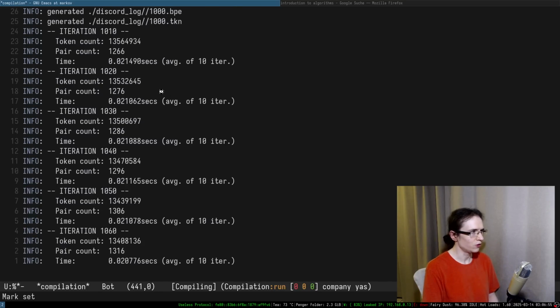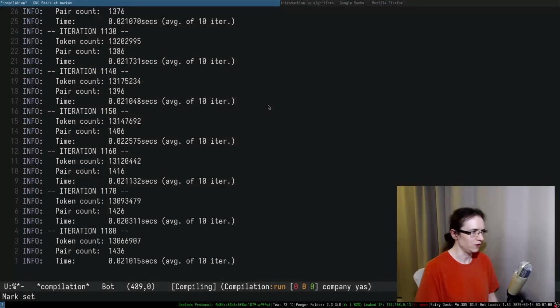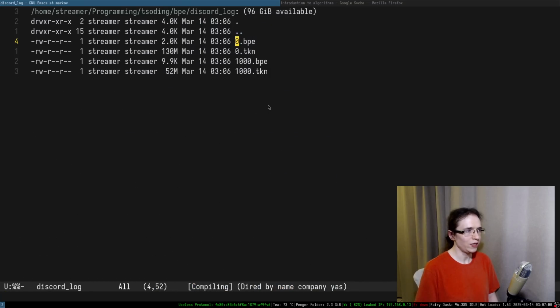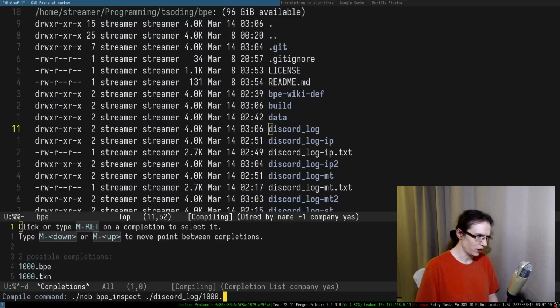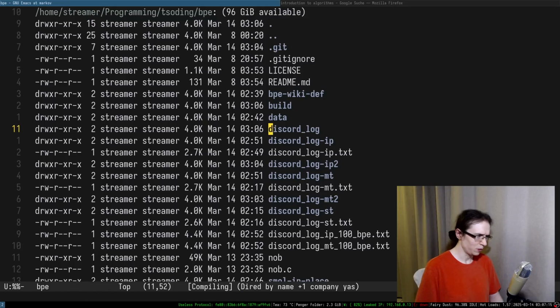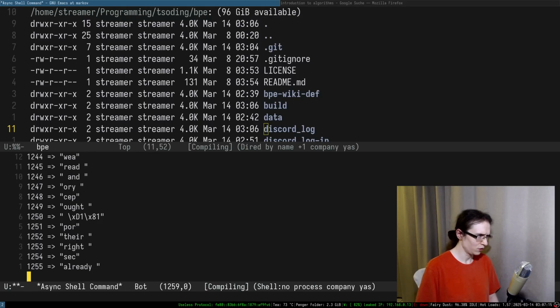Okay, so as you can see, at the thousandth iteration it just generated this file. And while it is training, we can take a look at some of these things. We can already inspect the thousandth iteration: BPE inspect, Discord log, 1000 BPE. So it's maybe better to run it like this. What do we have in here?